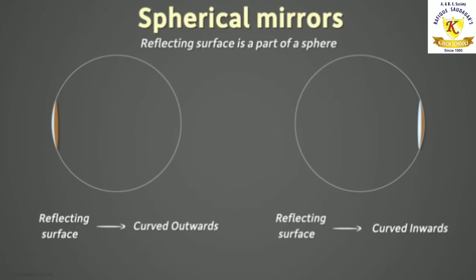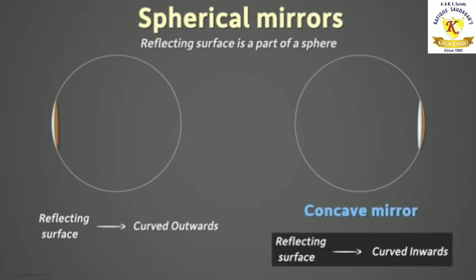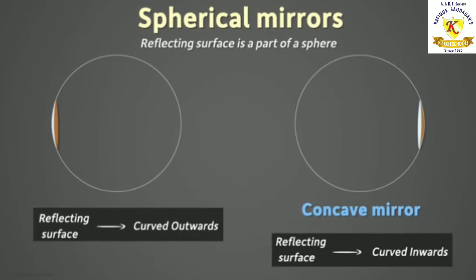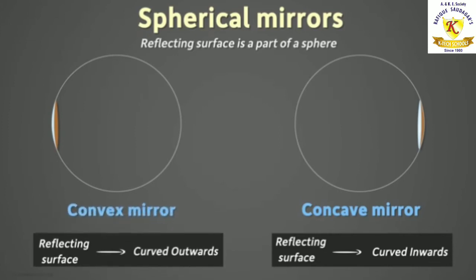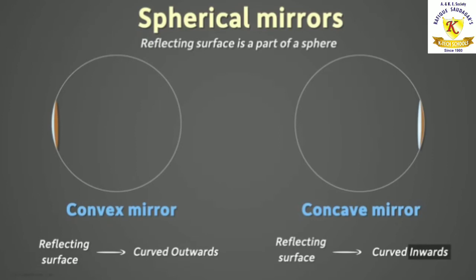Now both of these are given special names. The mirror that has the reflecting surface curved inwards is called a concave mirror, and the mirror that has the reflecting surface curved outwards is called a convex mirror. Yes, inwards concave, outwards convex.